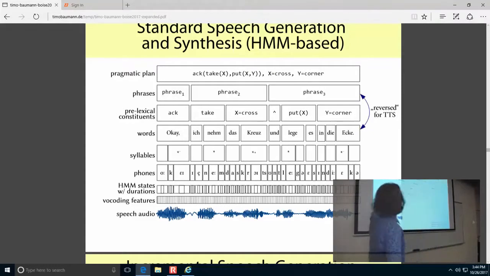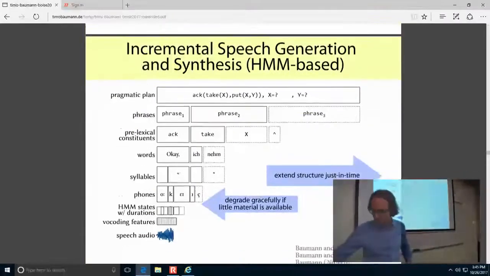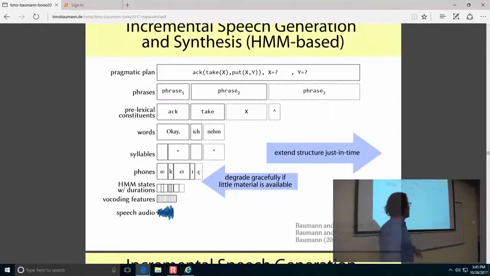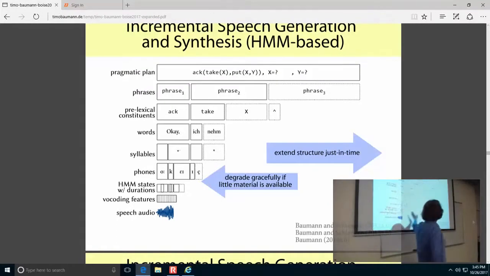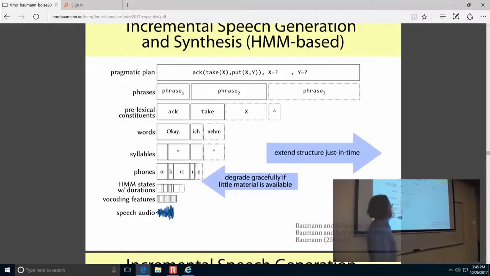So in an incremental system, you would not bother about the third phrase yet. You need not really bother about what word you're going to use for take. All you do is you start down here, and then you can start speaking, and then you just have to be sure that you come up with the other stuff in time to continue speaking. And the point is, again, the traditional systems do the global stuff so that they have more context and the speech quality is better.